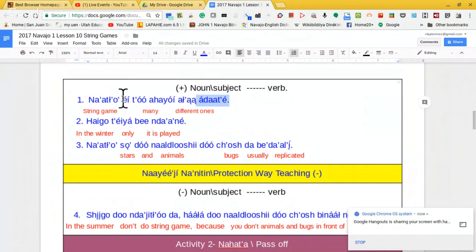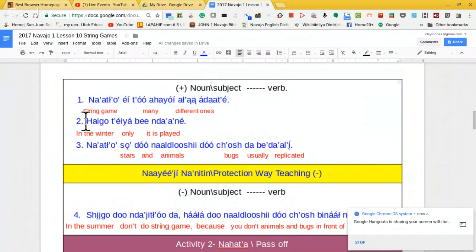What does that mean? String games. There are many different kinds. Okay, so all together, na'atlo achayu adad.